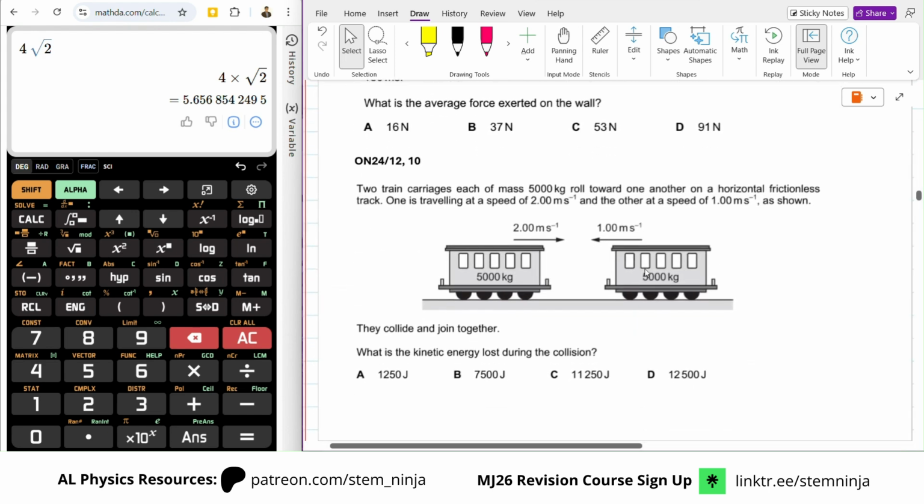Right. Okay. Two train carriages, each of mass 5,000 kg, roll towards one another on horizontal frictionless track. One is traveling at a speed of 2 meters per second and the other at a speed of 1 meter per second. They collide and join together. Again, that means that the momentum after is basically m1 plus m2 times v. And what is the kinetic energy lost during the collision?